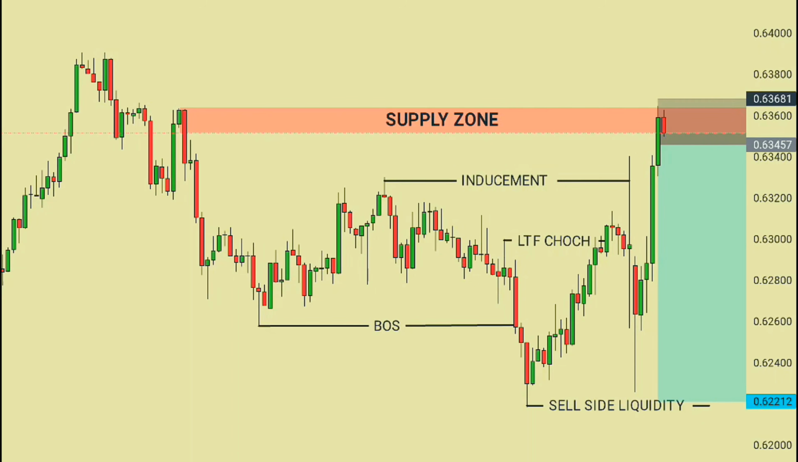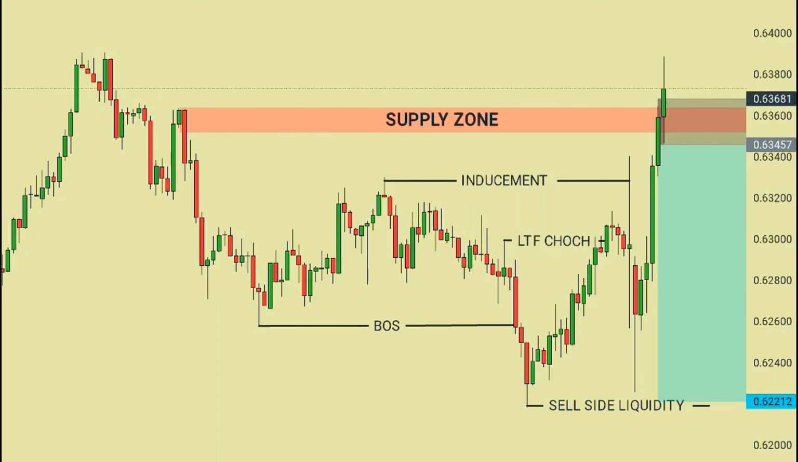Instead of dropping toward the sell-side liquidity, price pushes higher and takes out the stop loss. And this is where the real lesson begins, because the problem was not the trade itself. The problem was that this supply zone was never the real supply zone in the first place.